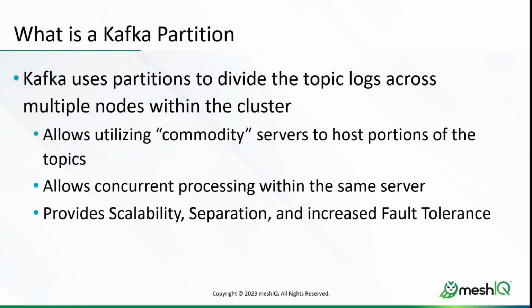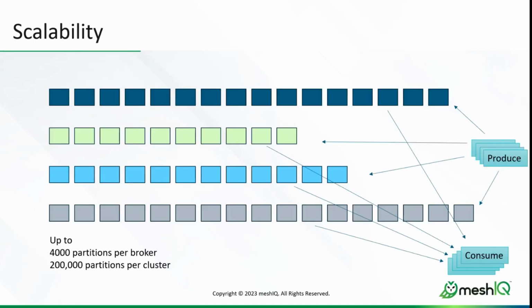And it also allows you to divide that work up. It increases the ability to do concurrent processing, even within the same server. And all of that provides scalability, separation, and additional fault tolerance. So let's look at that in detail. Here's our log again, right? Same thing we had before, but now instead of having a single log, we have a log divided up across partitions. And for this picture, it's just really showing the basics of how that works, right?